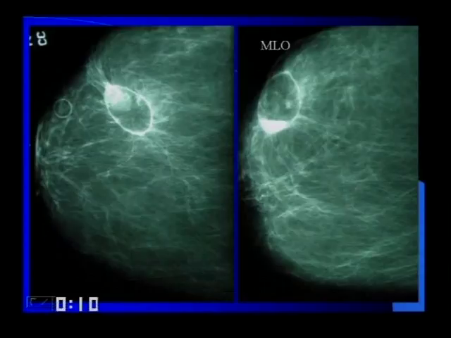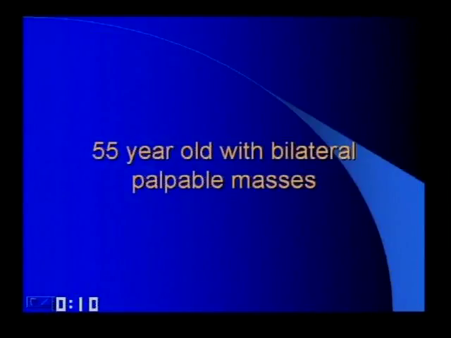Okay, 55-year-old with bilateral palpable masses. How about someone not from the University of Chicago? That's cold.